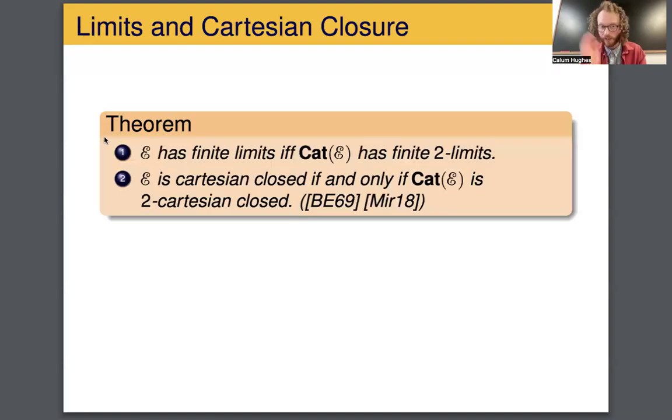So the first theorem I'm going to tell you about is maybe known classically before our work and maybe folklore-y, but I'll give some references as well. So it turns out E has finite limits if and only if Cat(E) has finite 2-limits. And also E is Cartesian closed if and only if Cat(E) is Cartesian closed in a two-dimensional sense. And so certainly some of this was proven as early as 1969 by Bastiani and Ehresmann.